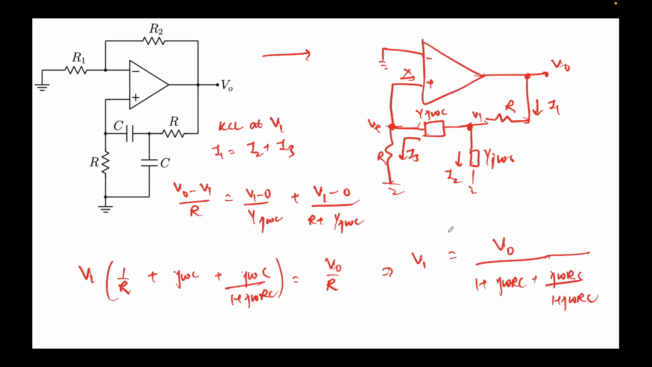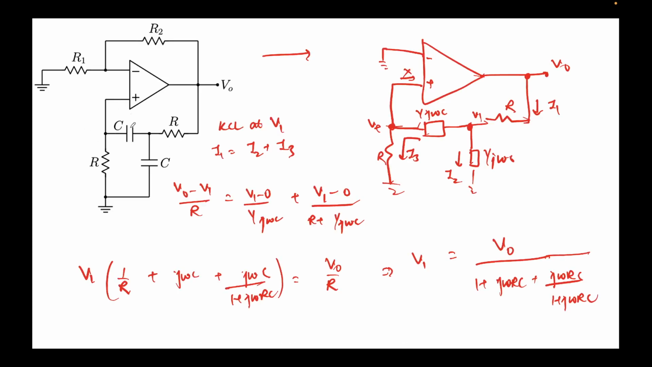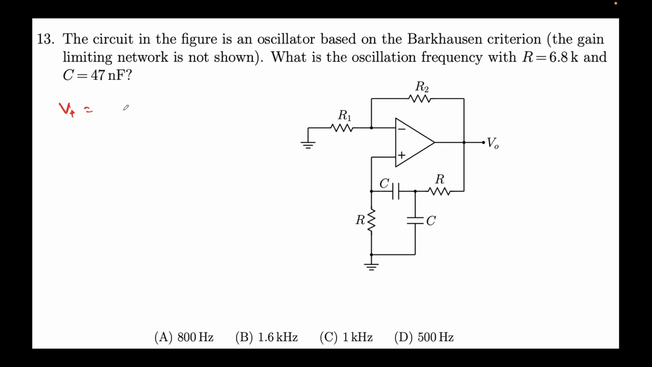So this is the value of V1, but we also need to find the value of V plus. So how do we do that? This is just a simple potential divider. From this I can write that V plus is nothing but equal to R by R plus 1 upon j omega c times V1. This was V1, this was V plus.